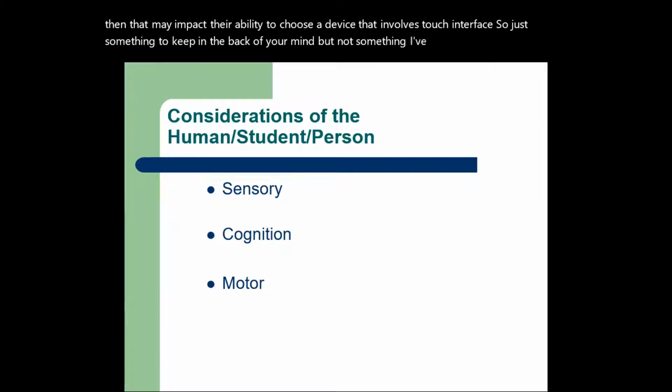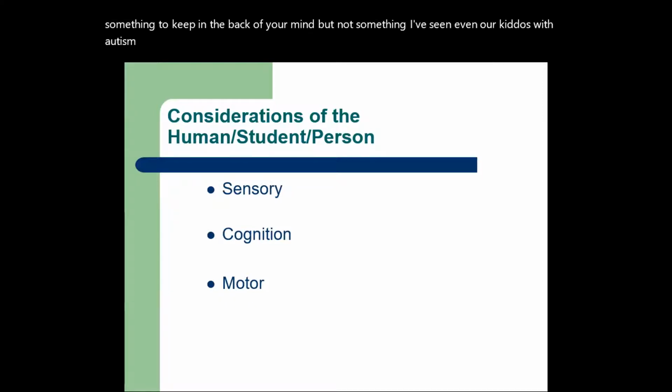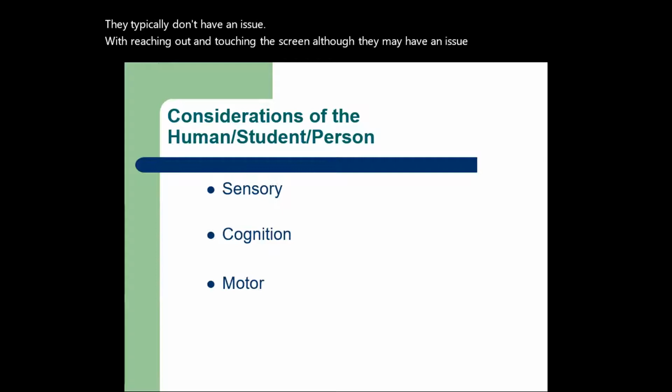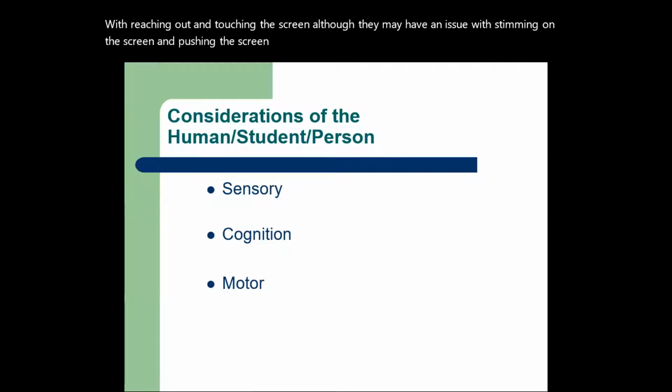But not something I've seen, even with our kiddos with autism that often have high levels of sensory defensiveness. They typically don't have an issue with reaching out and touching the screen, although they may have an issue with stimming on the screen and pushing the screen multiple times. And so we'll talk about that a little bit later on, how we can change up the screen settings that would allow that touch to be ignored.